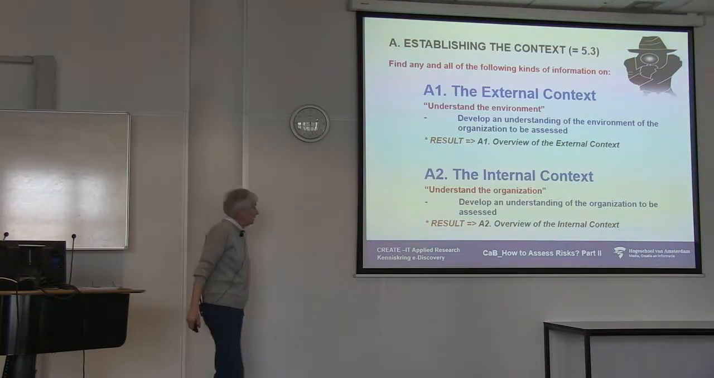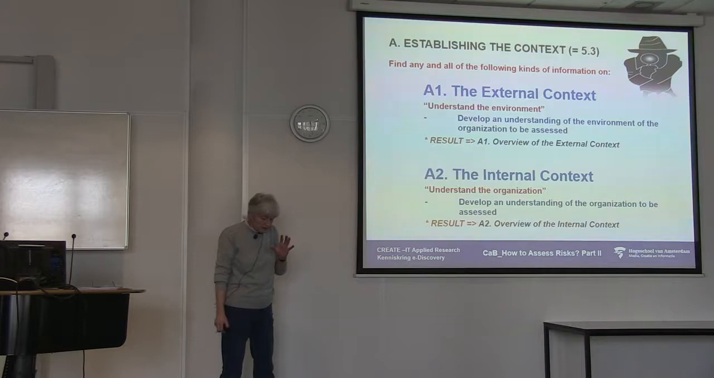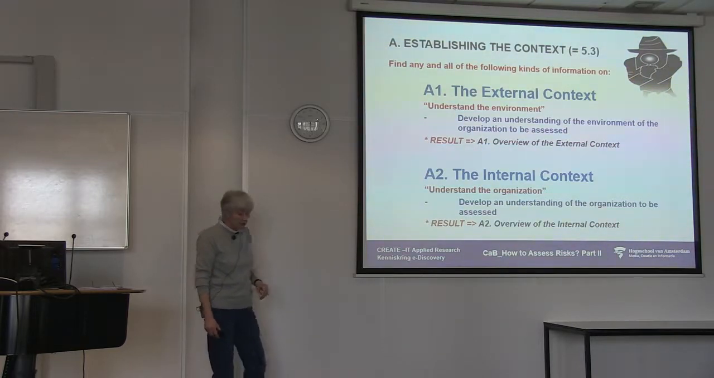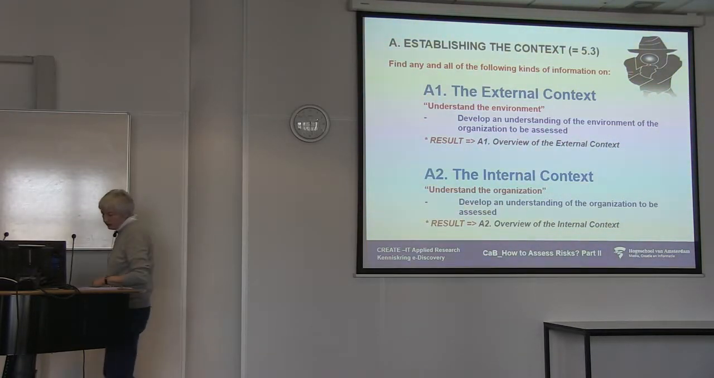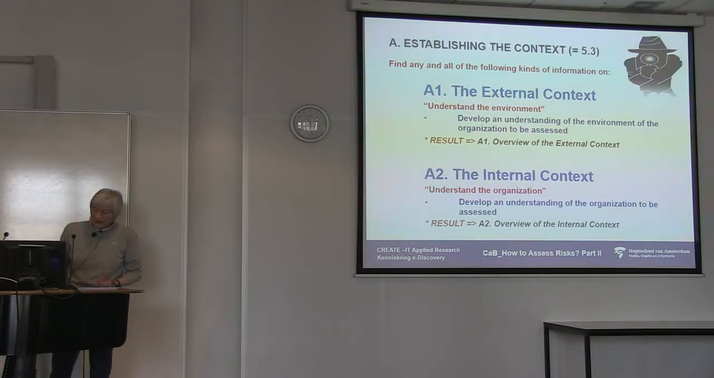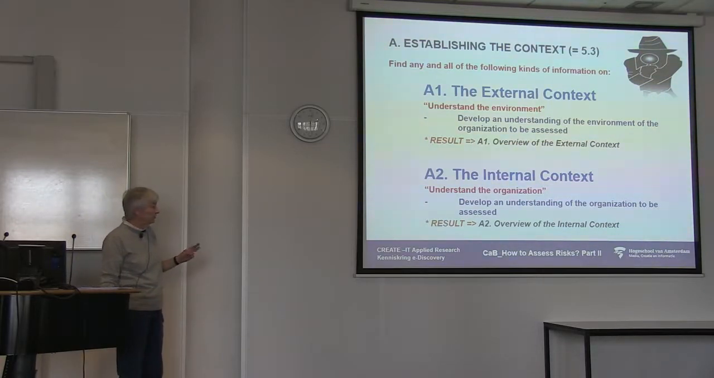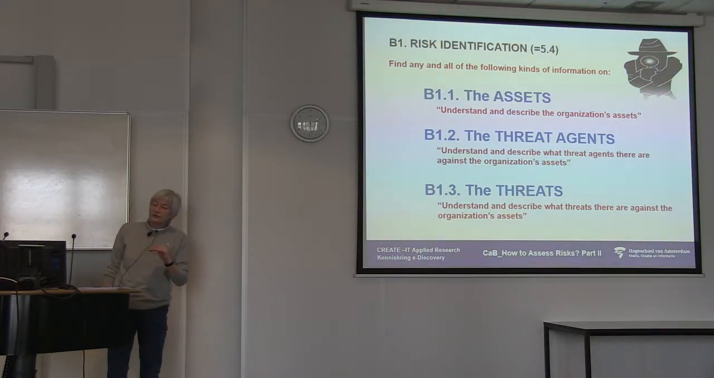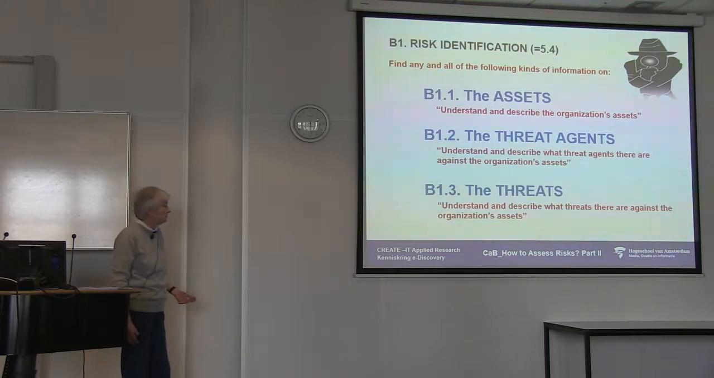Okay. What do we have now? Doing the complete do part of the risk management process, we started with A, establishing the context, A1 external, A2 internal. We now have two results, A1 an overview of the external context and A2 an overview of the internal context. Now we can go one level deeper. We are now going to look into the assets, the threat agents and the threats.